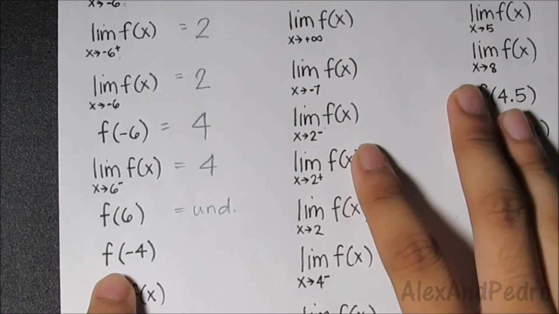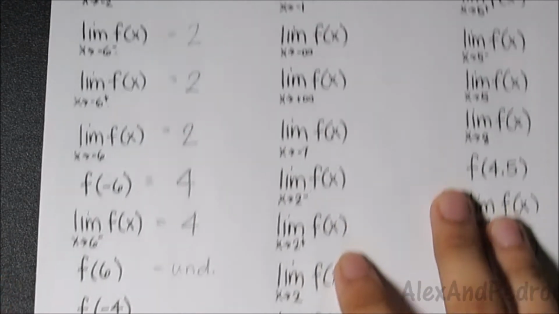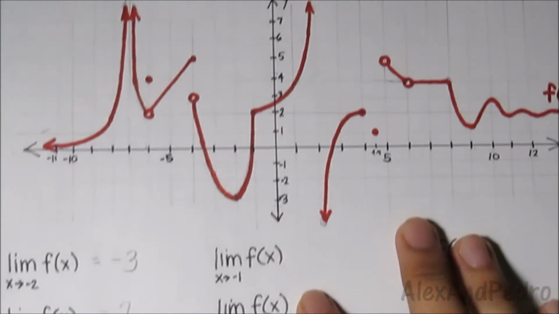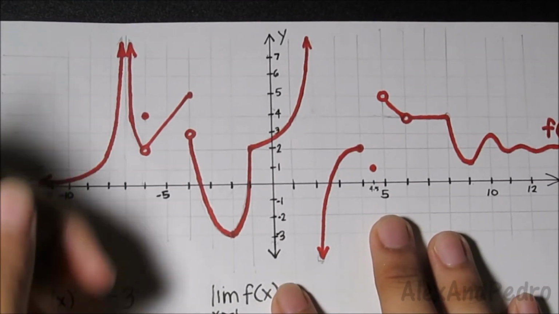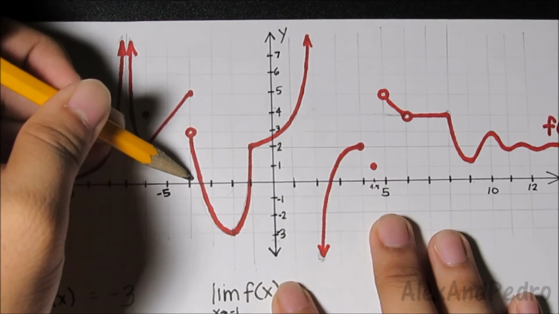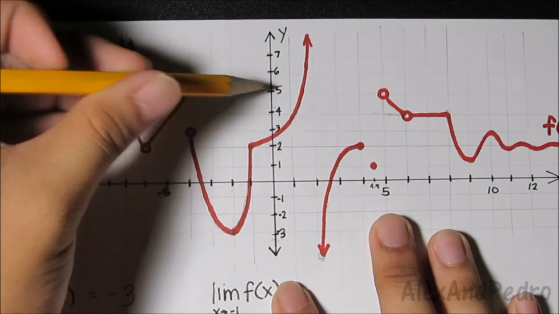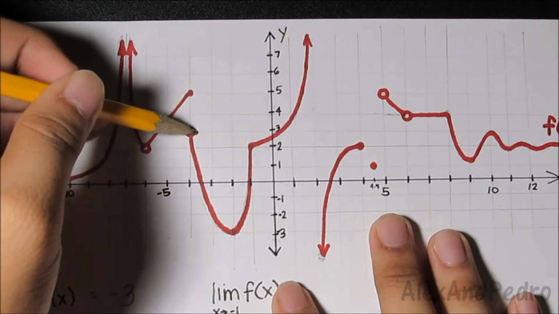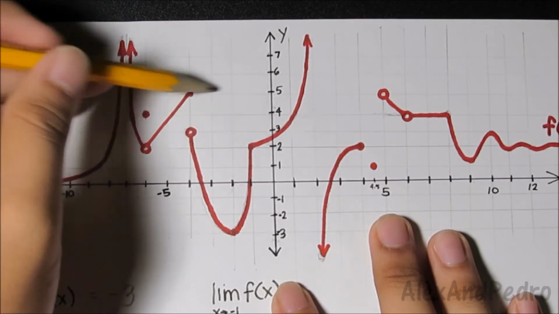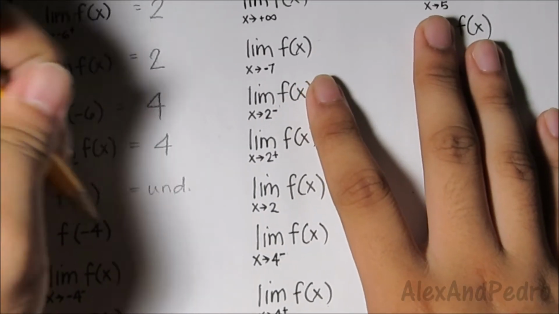Now let's look at this one. The next one is f of negative 4. So let's look at f of negative 4. It's a point as well, so we only focus on what x equals negative 4 is. So we go up. Okay, it hits 5. Remember, we can't hit this one because it's a circle, it's empty. So it hits 5. So f of negative 4 is 5.